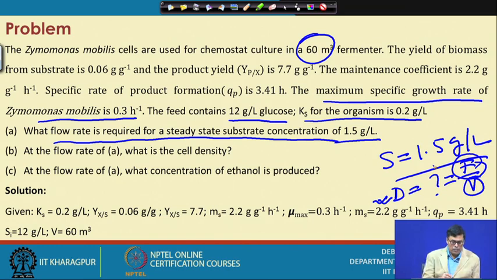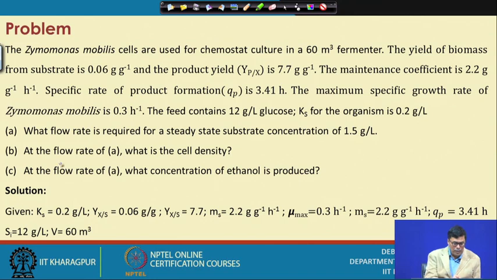So this problem can be easily solved, and then the next part of the problem is, at a dilution rate of A, what will be the cell density?